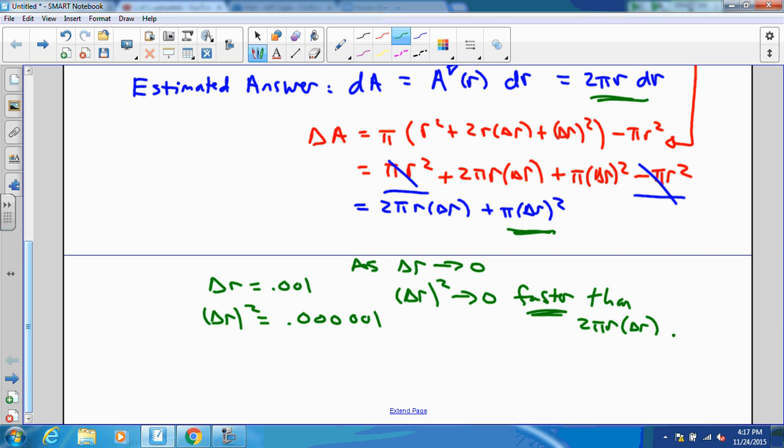And so what Leibniz is really doing with his differentials is that he is taking all of the terms that involve delta r or dr squared or higher orders, and he's considering them to be negligible.